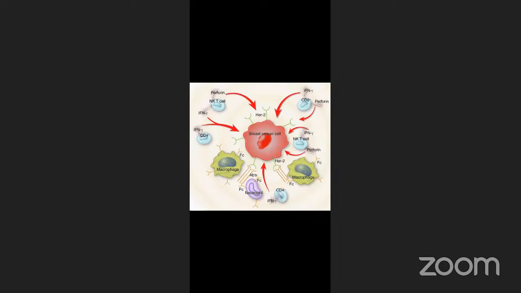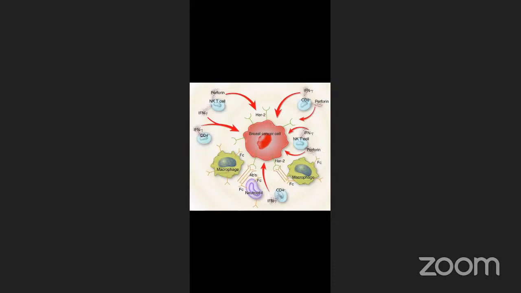All these cells release their active ingredients on the surface of the tumor cell, and the tumor cell will get damaged. Okay, so this is one type: the antibody finds the target, and the remaining cells kill the target. This is the main theme behind ADCC. And what is another type of mechanism?